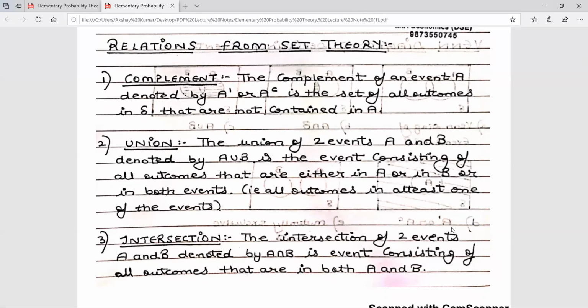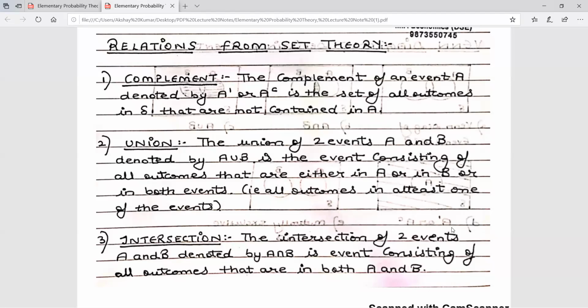So when I talk about complement, the complement of an event A, denoted by A complement, is the set of all outcomes in the sample space that are not contained in A. Set of all outcomes in the sample space that are not contained in A.